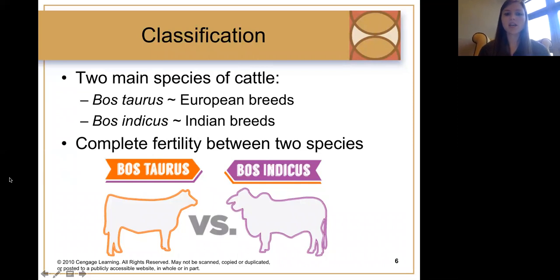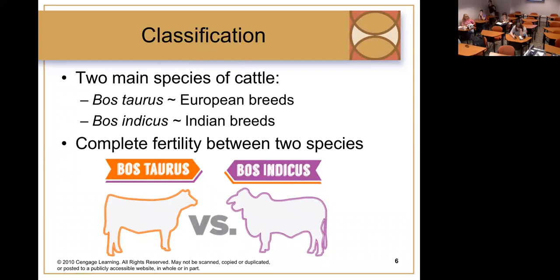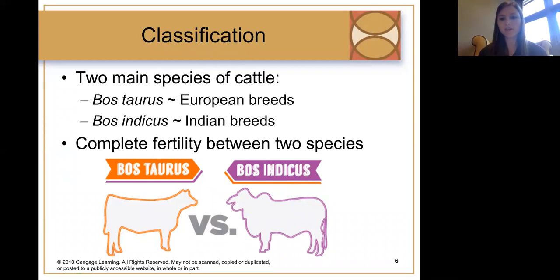So cattle are really classified into two main species. So there's Bos taurus, which is the European breeds, and Bos indicus, which is the Indian breeds. And so I'm going to go a little bit more into the differences between those two later and show you which species fall under each category. And there's complete fertility between the species. So it's not like the mule, which is not fertile, there is complete fertility between these two species of cattle.